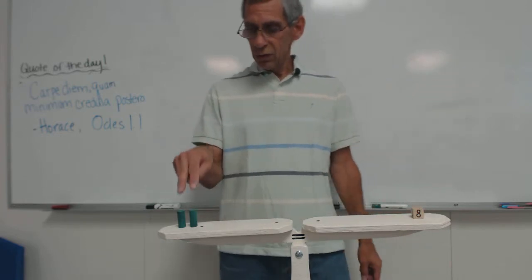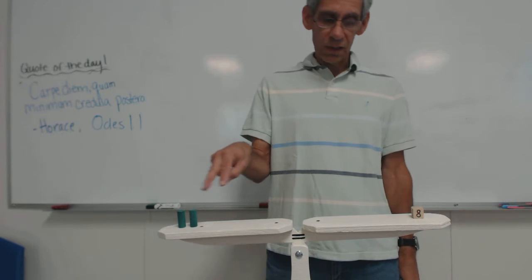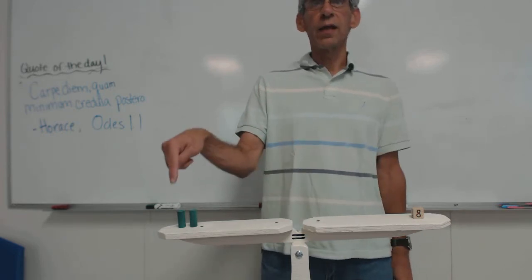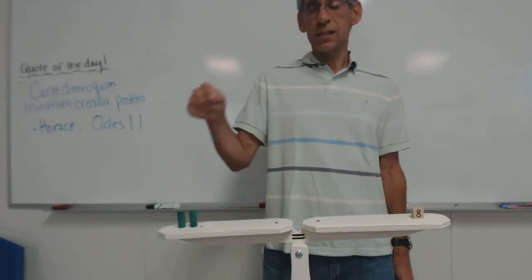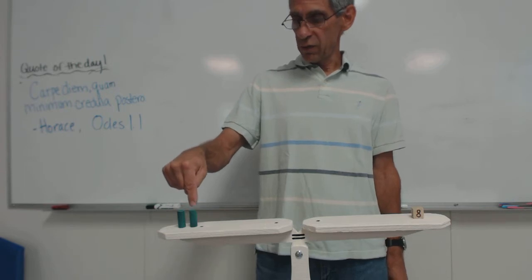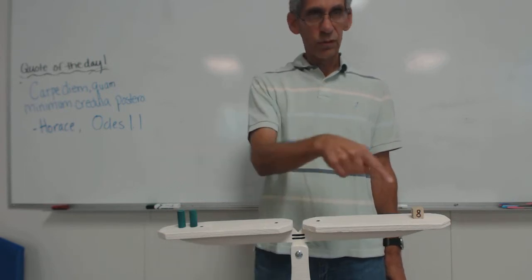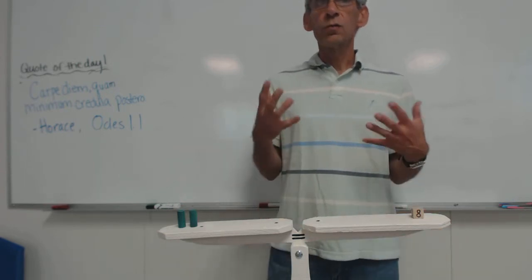So I have 2 x's added to each other equals 8. What do the x's equal? 4. So let's test it. Let's see. 4 plus 4 is 8. 8 equals 8. There you go. Right? So it's pretty simple.